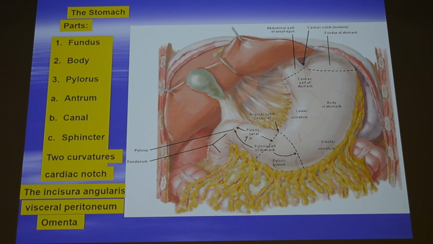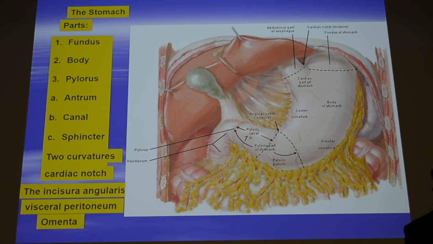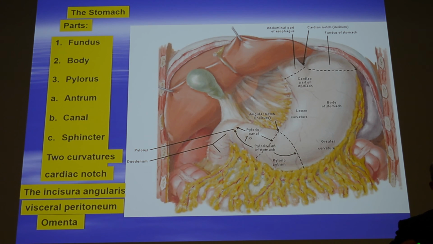Now, the gastrointestinal system is similar to the cardiovascular system, to the heart, and similar to the lungs. How? It is covered by a serous membrane. The heart, we call that pericardium. The lungs, we call that pleura. Now, the serous membrane that covers the abdomen, the gastrointestinal system, is called the peritoneum.